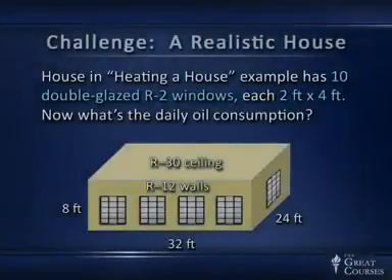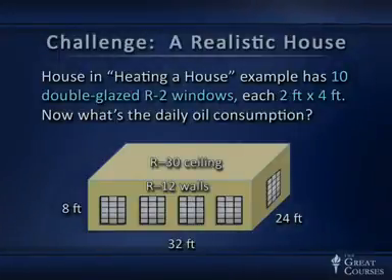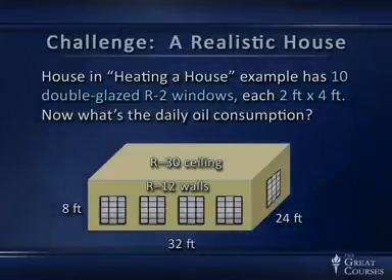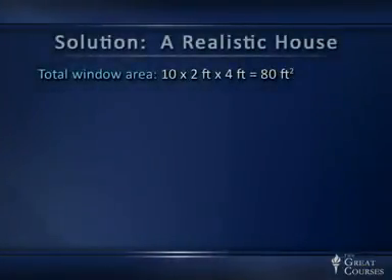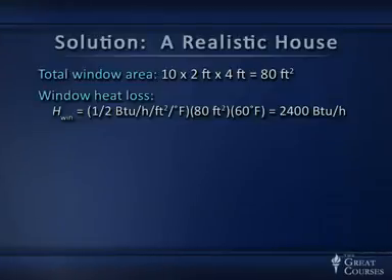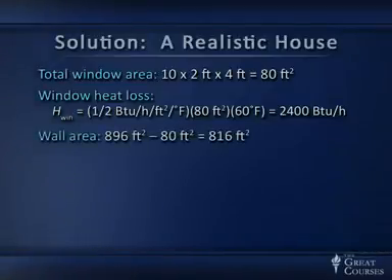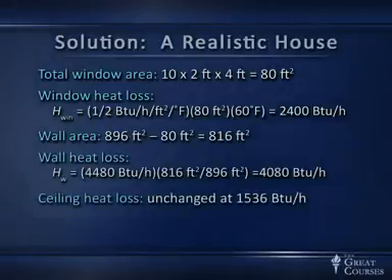Let's do a more realistic house. So in that heating a house example, let's give this house 10 double-glazed R2 windows. Modest windows, not very good, and they're each 2 feet by 4 feet. Now what's the daily oil consumption? Well, the total window area is 80 square feet. There's the window heat loss calculated with that 1/2 BTU per hour per square foot times the 80 square feet times the 60-degree difference. The wall area is almost what it was before, but a little bit less, so the wall heat loss goes down a little bit.